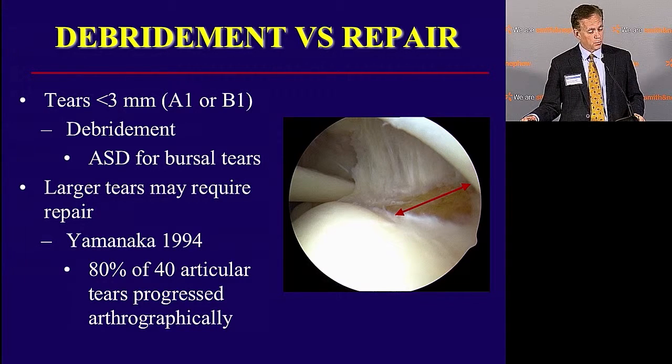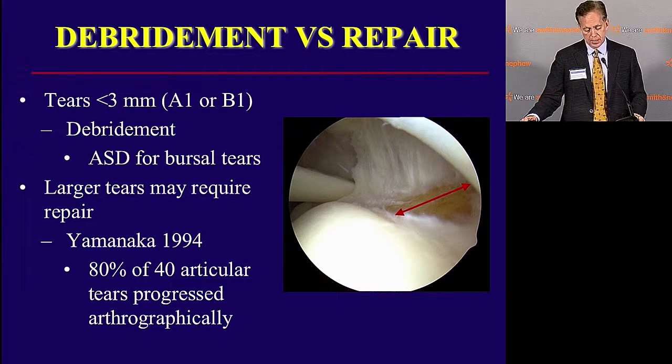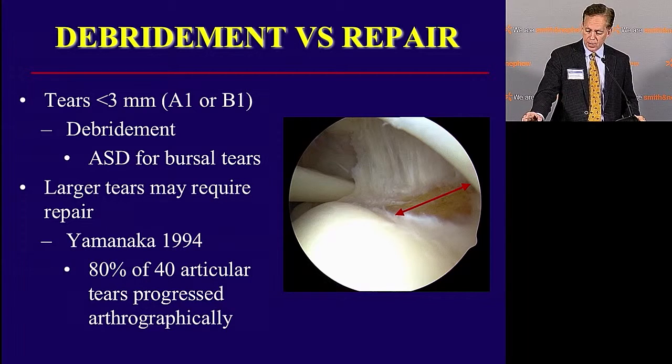Acromioplasty maybe for bursal-sided tears that are superficial. Larger tears, though, may require repair. And in an early study many years ago, Yamanaka found that 80% of 40 articular-sided partial thickness tears progressed arthrographically in his study.